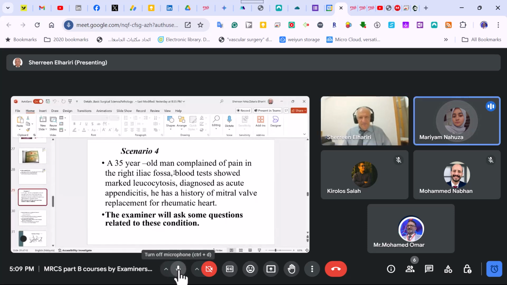A 35-year-old man complained of pain in the right iliac fossa. Blood tests showed a marked level of leukocytosis, diagnosed as acute appendicitis. He has a history of mitral valve replacement for rheumatic heart.